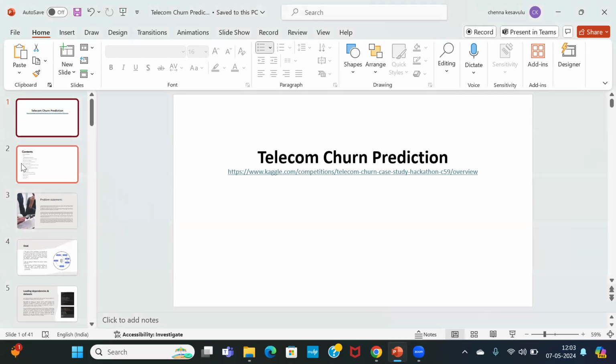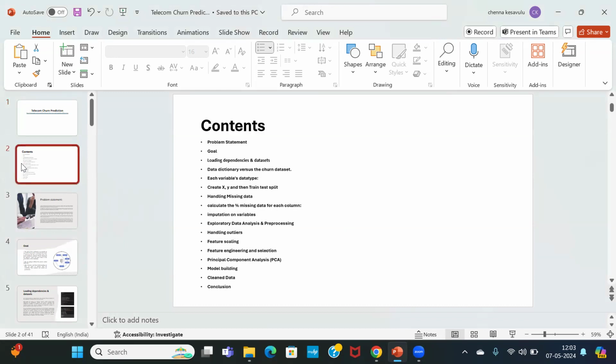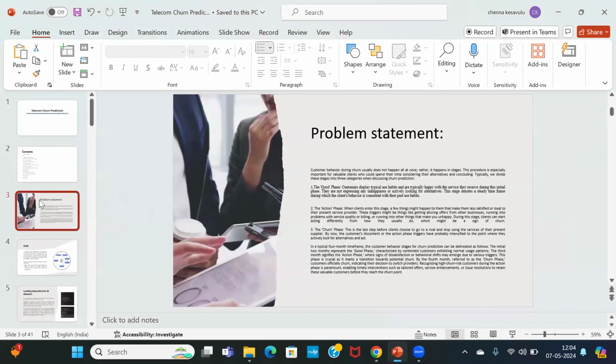We included our link also in kaggle.com. Coming to the contents, we covered almost everything, from problem statement, goal, data dictionary, handling outliers, feature scaling, model building, and conclusion.